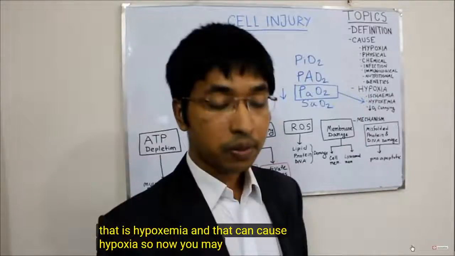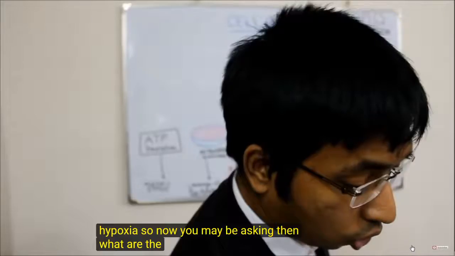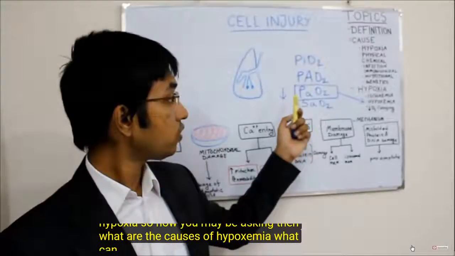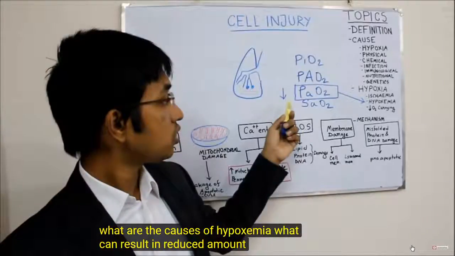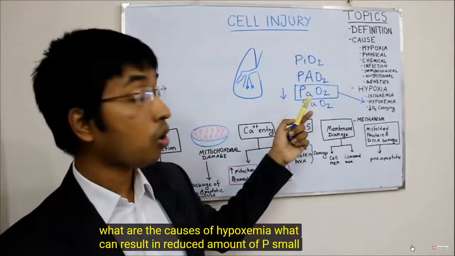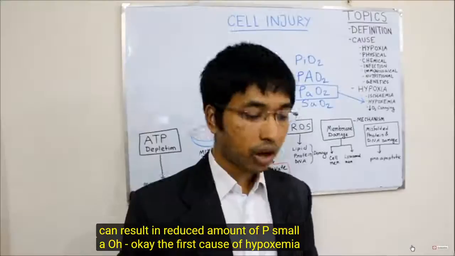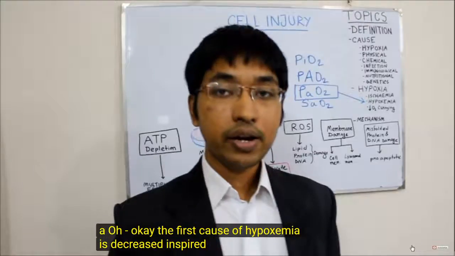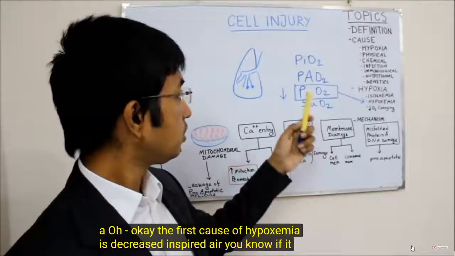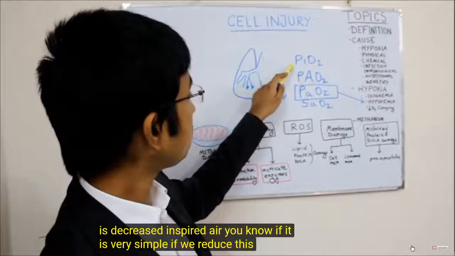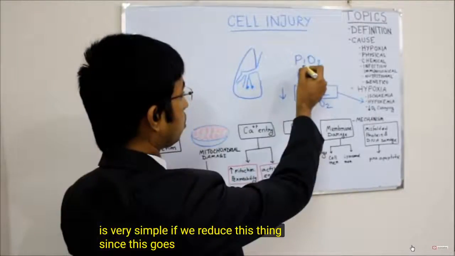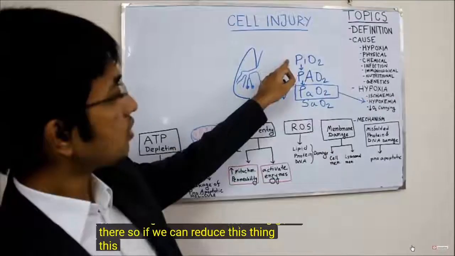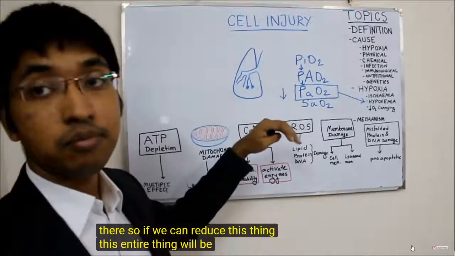So now you may be asking, then what are the causes of hypoxemia? What can result in reduced amount of PaO2? Okay, the first cause of hypoxemia is decreased inspired air. It is very simple: if we reduce this thing, since this goes here and that thing goes there, this entire thing will be reduced.